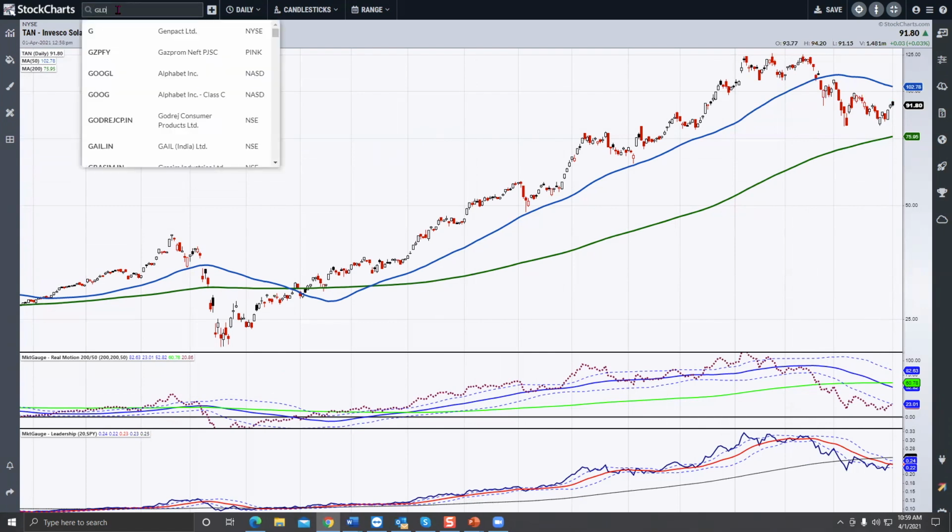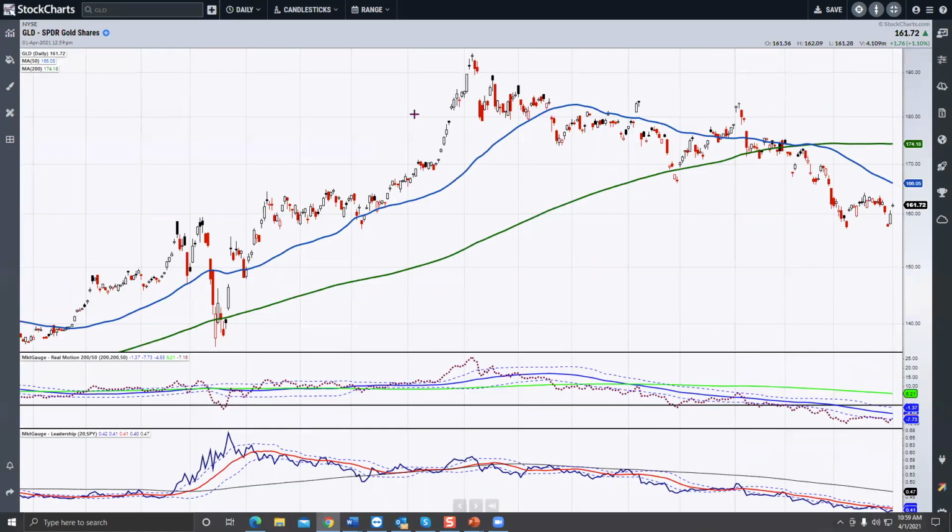Another one is gold. Now again, look at this one. Gold is under the baseline and has been under the baseline pretty much since here. And also, by the way, it had a death cross right after that, which means the 50 closed below the 200, which is a death cross. So everything was kind of in line with gold.